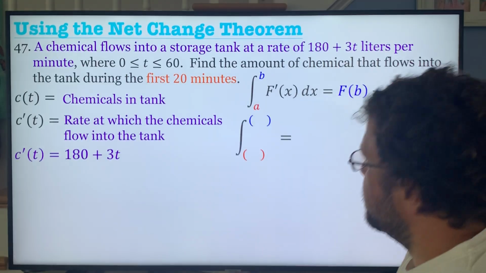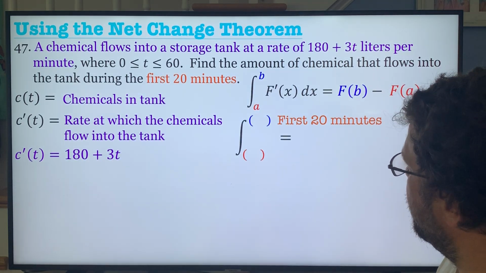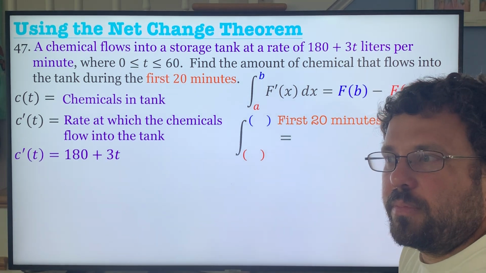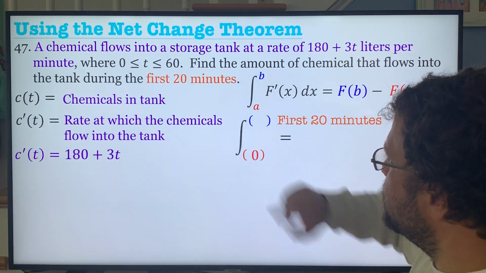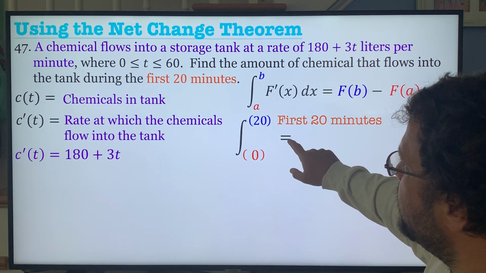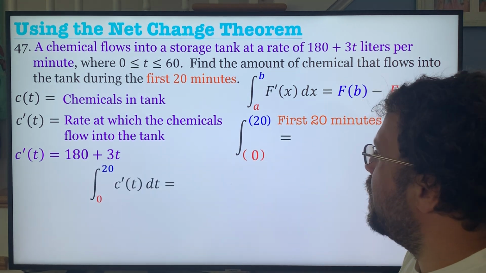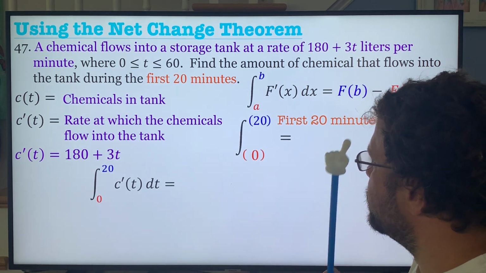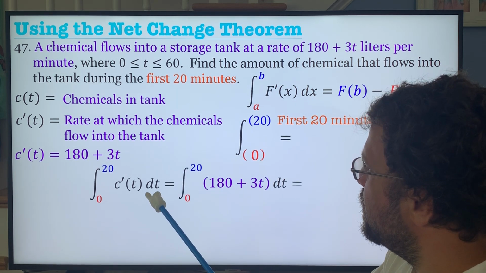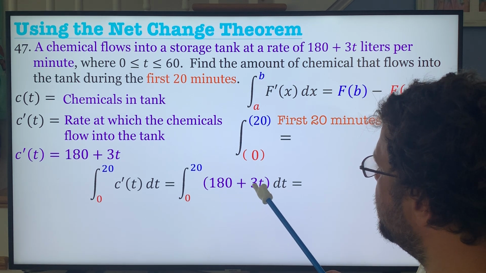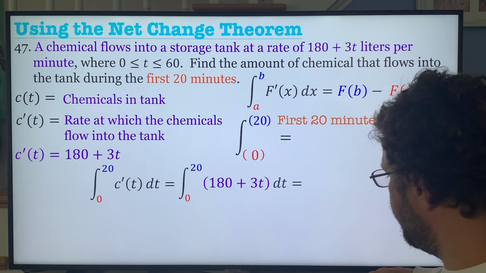So can we find the chemicals in the tank? Of course we can. In the first 20 minutes, that would be from 0 to 20. And your equation would be C prime t, right? So we're going from 0 to 20. That's our first 20 minutes. From 0 to 20, 180 plus 3t dt, right?